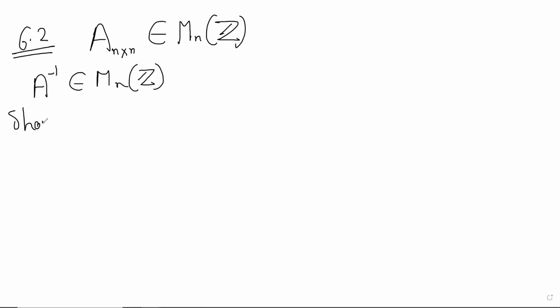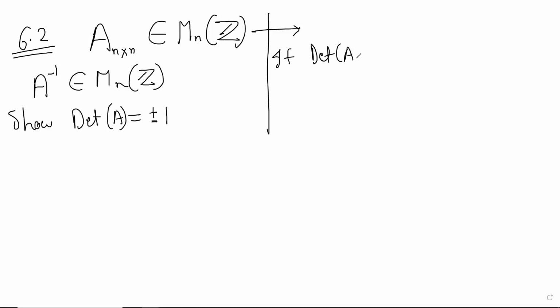And then we want to show that the determinant of A is either plus or minus 1. That's the question. It's an if and only if. The other direction is quite easy: if the determinant of A is plus minus 1, then that implies that A inverse is also in M_n(Z).